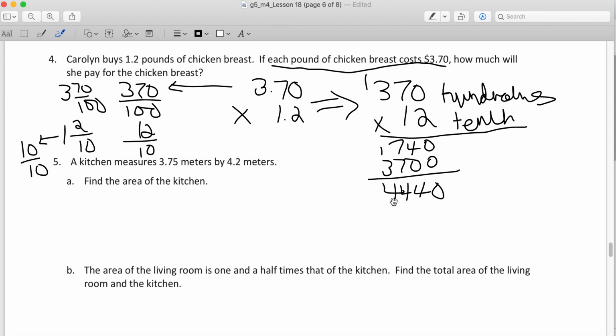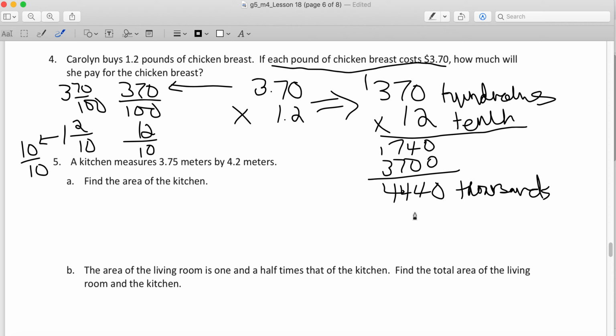So what is this? This is thousands, right? I've got 4 places here. So that means that this is thousands. Be careful. This is decimal multiplication. Okay? So you can use a standard algorithm as long as you're bringing this along. You have to do that because you may get to the end. And so it looks like she's going to pay $4,440. But that's not true.